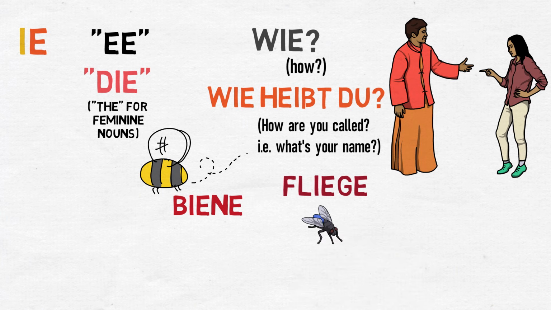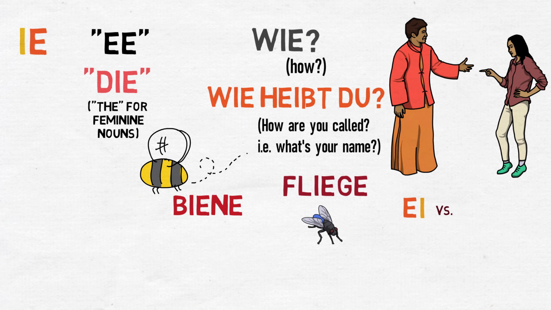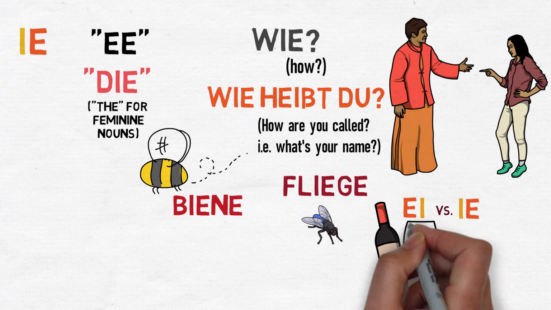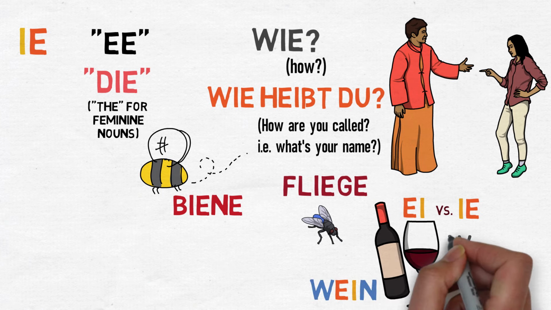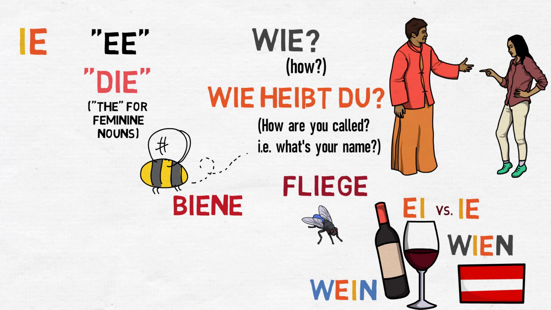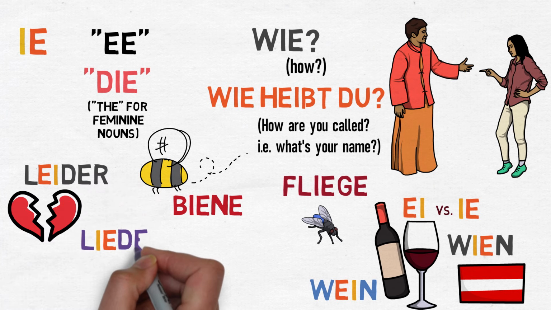One of the most common errors in German is the confusion of I and I. And unlike in English, the pronunciation of these vowel combinations in German is always consistent. It's important to get them right, as the wrong vowel combination can change the meaning of the word. For example, Wein, meaning wine, as opposed to Wien, which is the capital city of Austria, Vienna. Leider means unfortunately, but Lieder means songs.